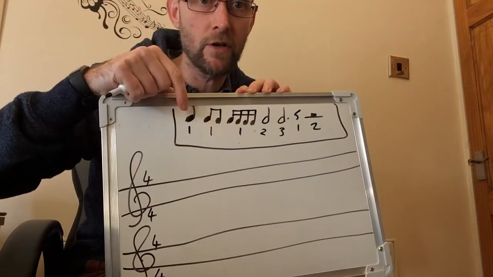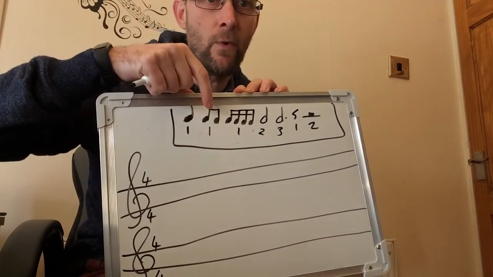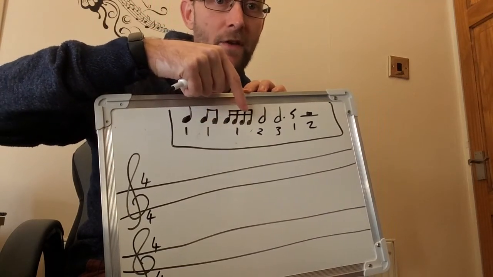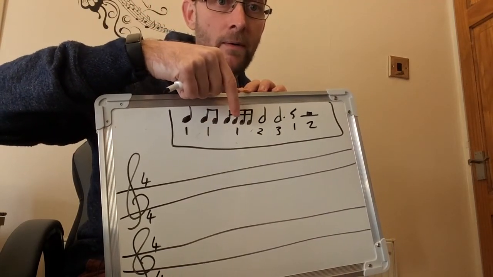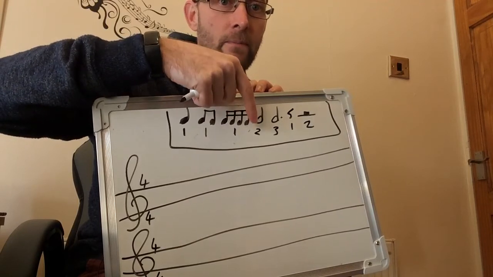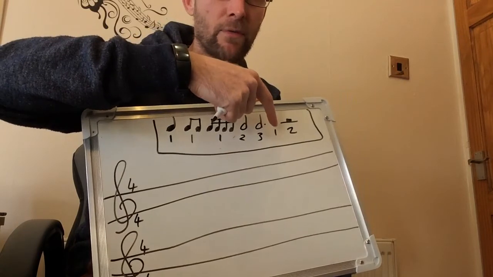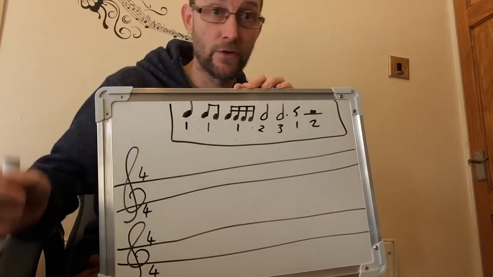So here we've got the crotchet, worth 1. 2 quavers together, worth 1. 4 semiquavers all together make 1. The minim, worth 2. The dotted minim, worth 3. The crotchet rest, worth 1. And the minim rest, worth 2.